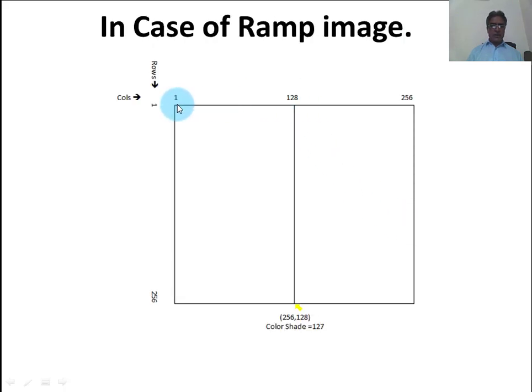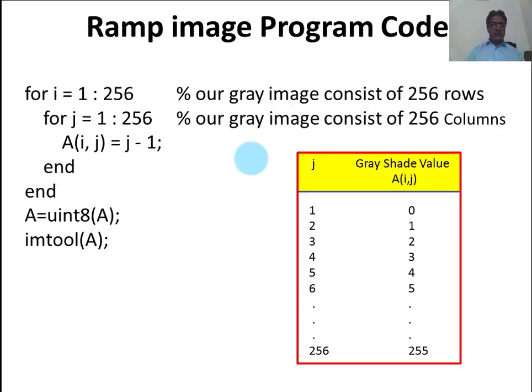Row number first and column number 2, row number first and column number 3, row number first and column number 4, row number first and column number 128. Similarly, row number first and column number 200, and this is row number first and column number 256. So the internal loop will create all the columns, and we will insert the gray values accordingly in the different first row positions of the image.